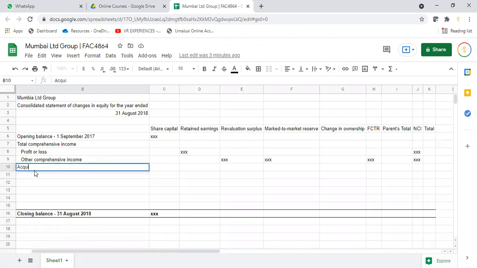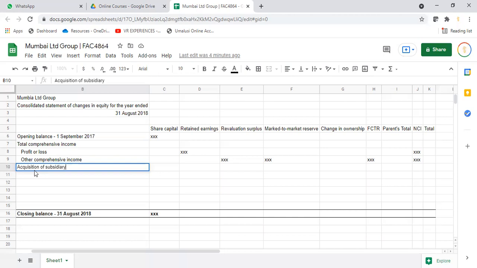So remember the terminology they use may be a little bit different, but it doesn't matter. So acquisition, because the accounting standard does not prescribe what you must call it. They make it clear they don't prescribe what you must call it. You might just call it something that people can understand. So acquisition of subsidiary. So what does this relate to?